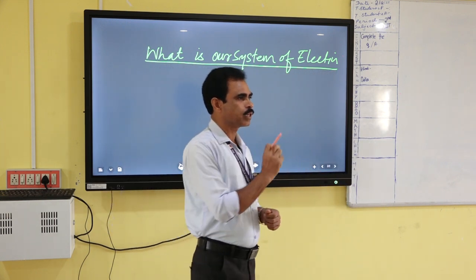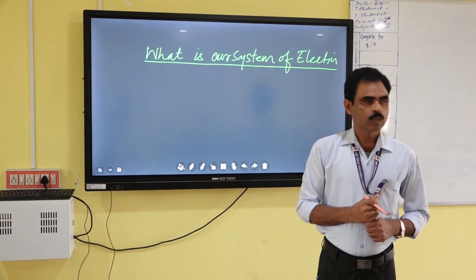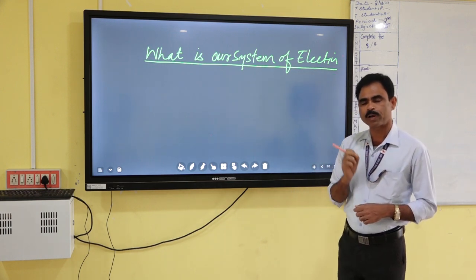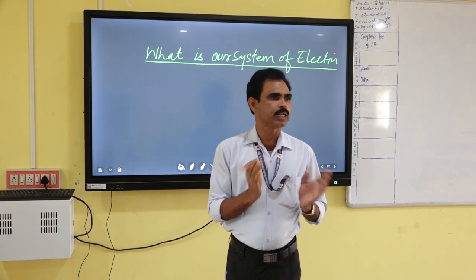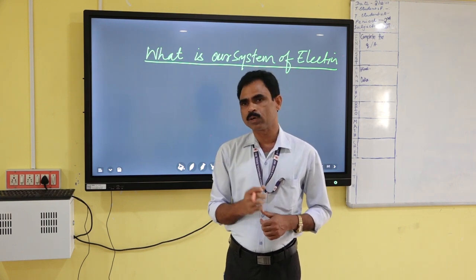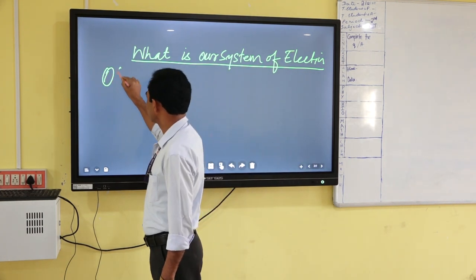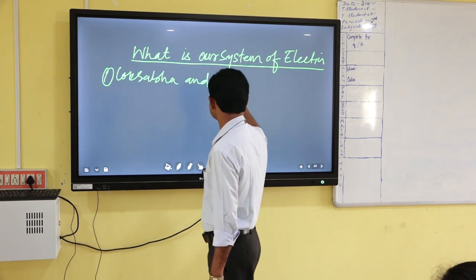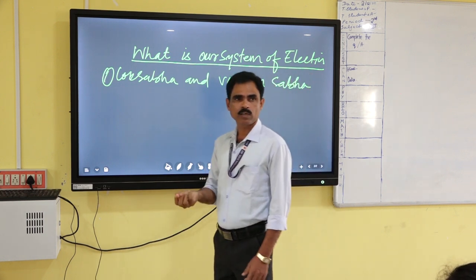and the Vidhan Sabha. So this is called the general election. Sometimes, before fulfilling its 5-year term, the Lok Sabha and Vidhan Sabhas are dissolved. During this period, elections are held. This is called the mid-term elections. So number one is elections for Lok Sabha and Vidhan Sabha. This is called the general election.